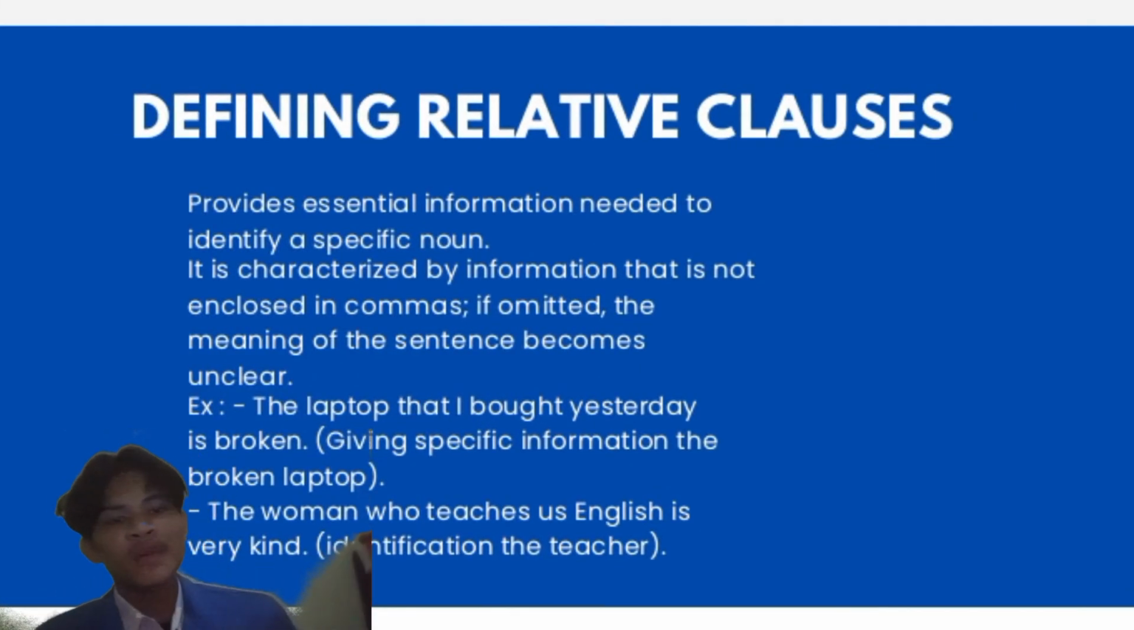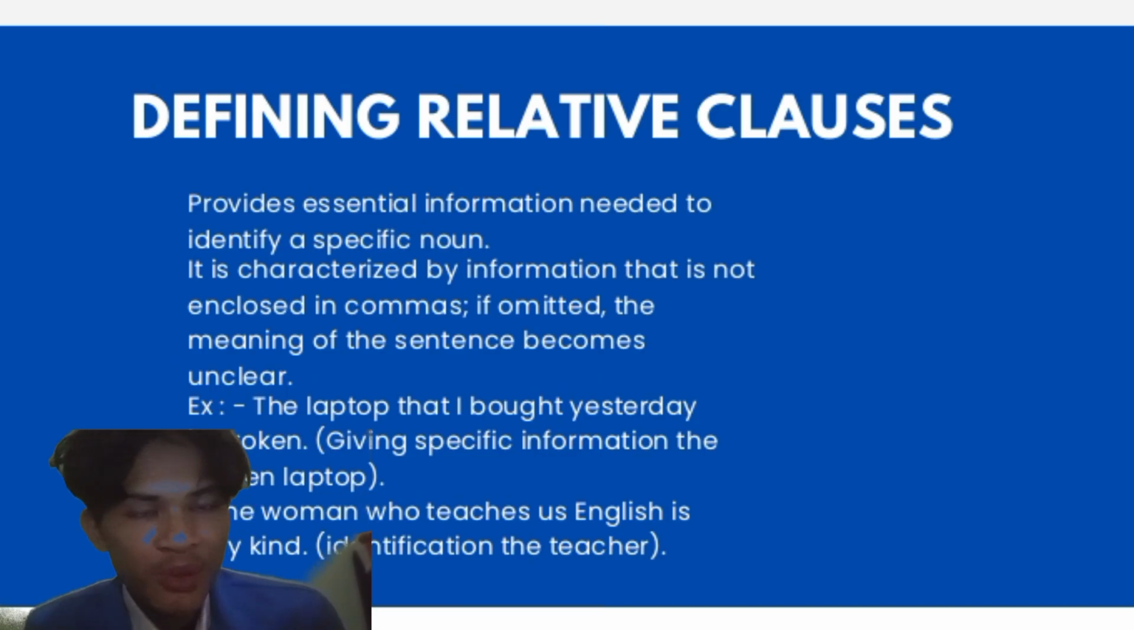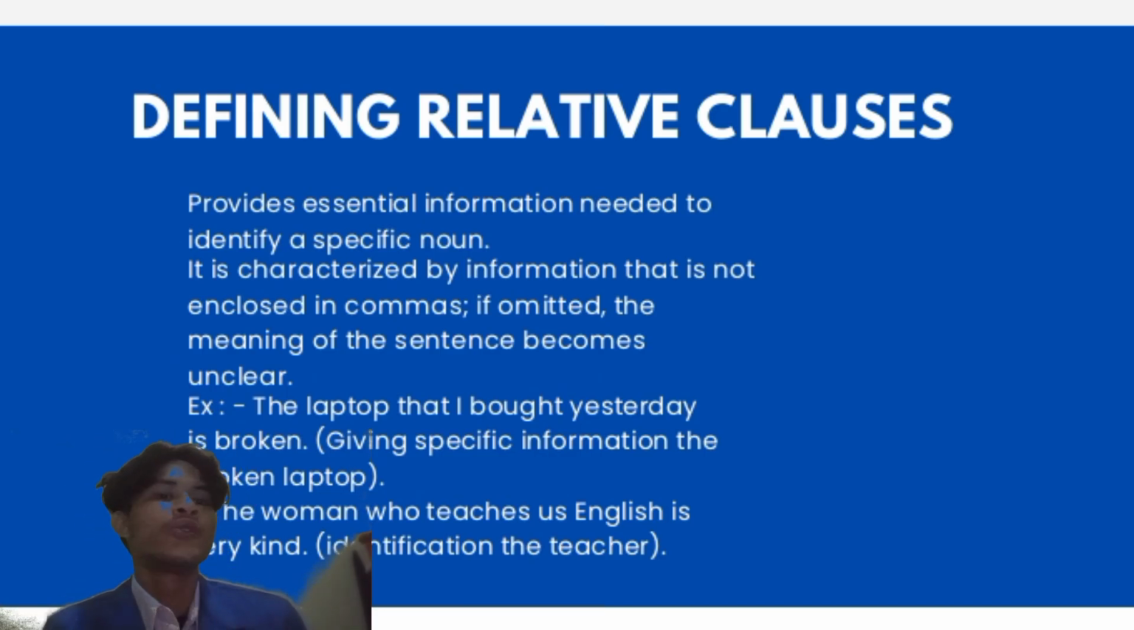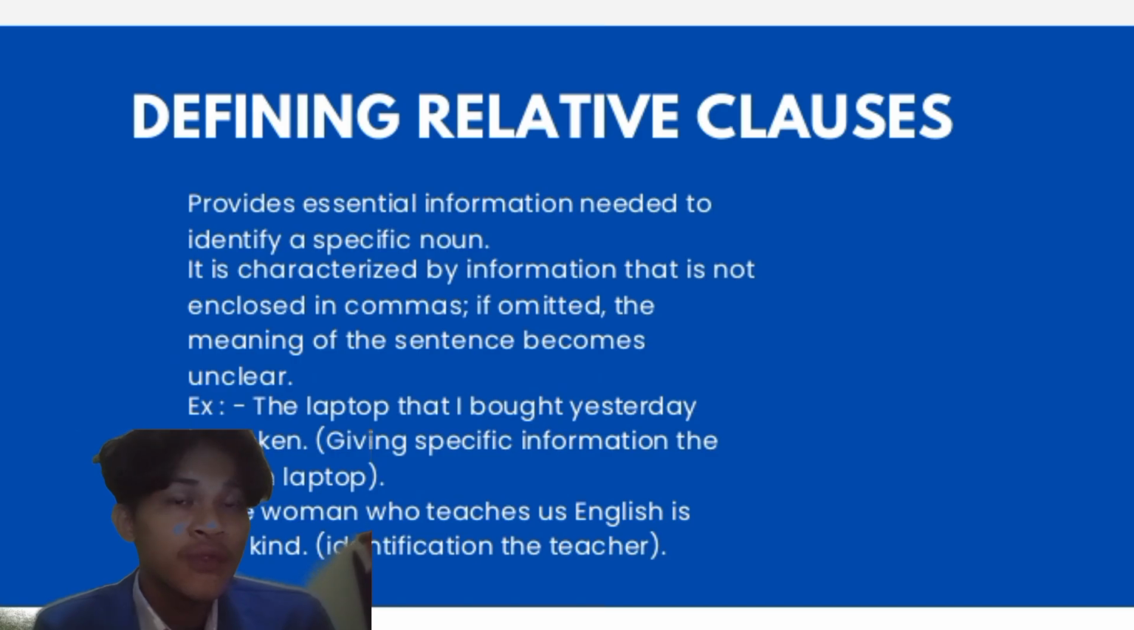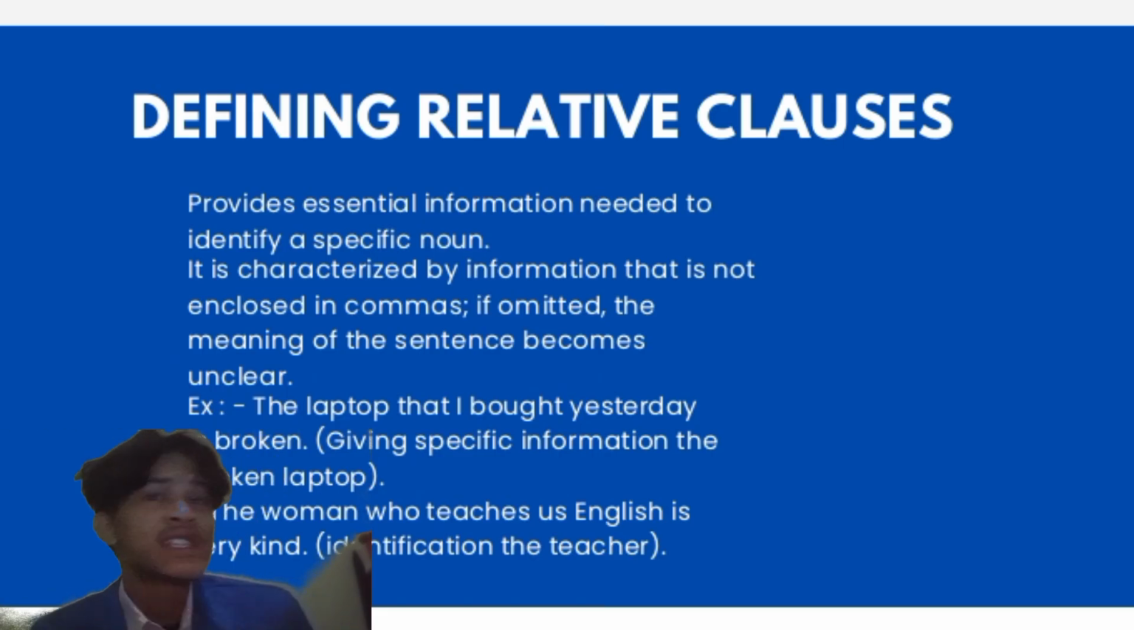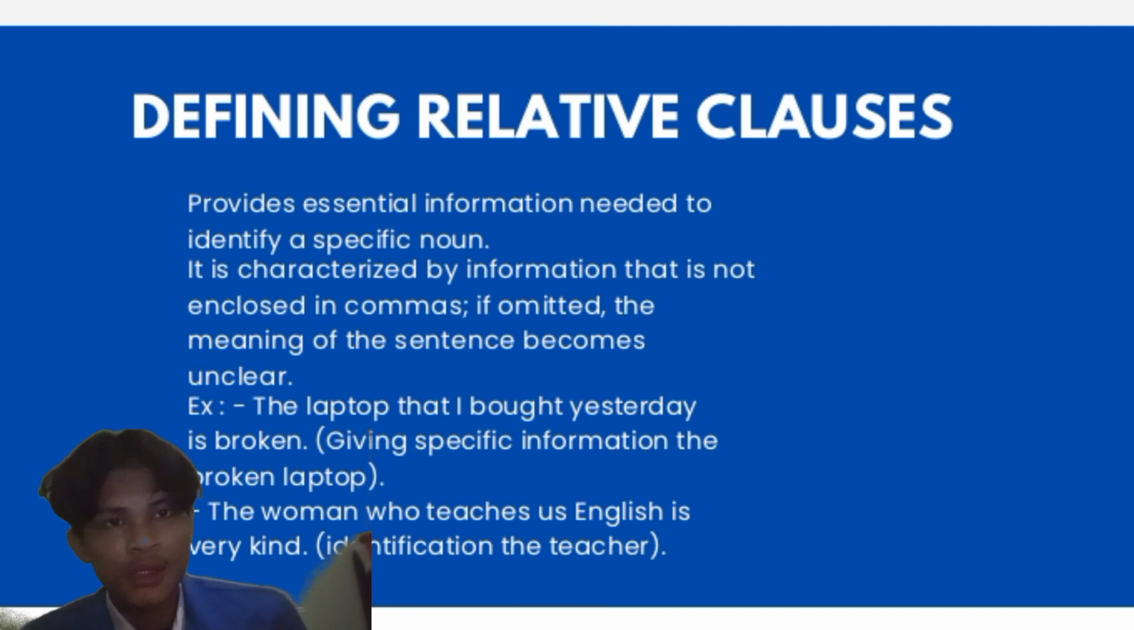There are two types of relative clause. There are defining and non-defining. But now I'm gonna tell you about defining first. A defining relative clause provides essential information needed to identify a specific noun. It's characterized by information that is not enclosed in commas. If omitted, the meaning of the sentence becomes unclear.